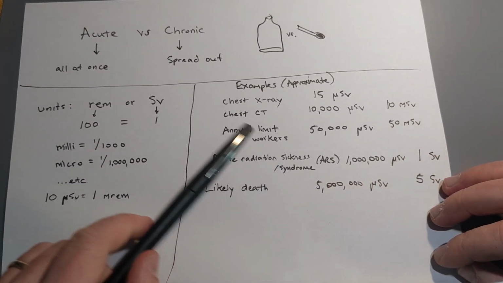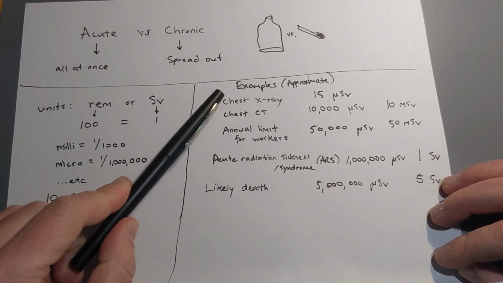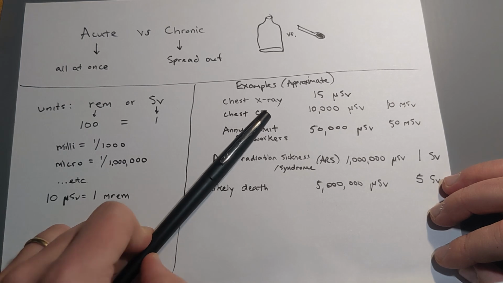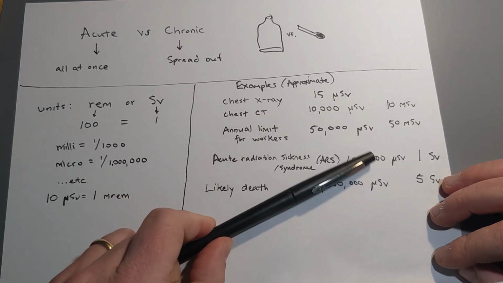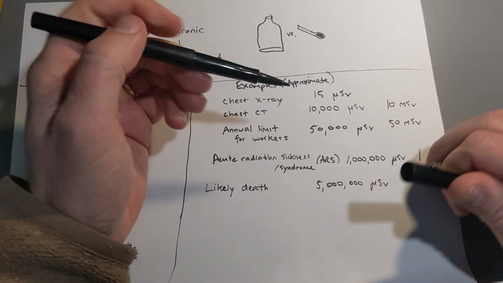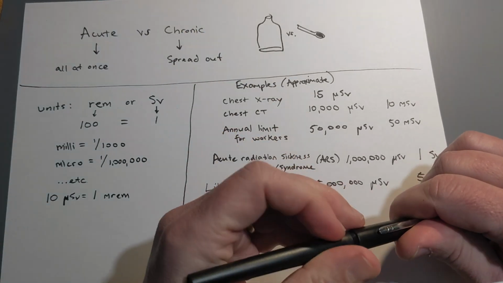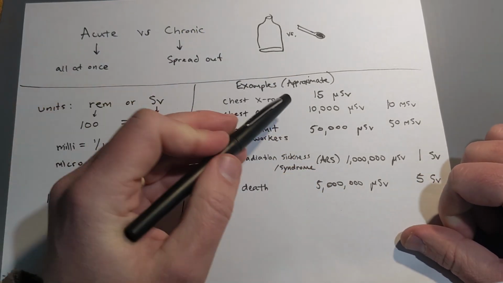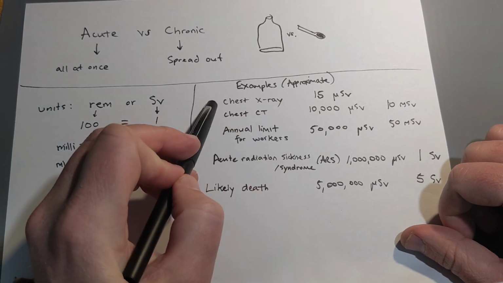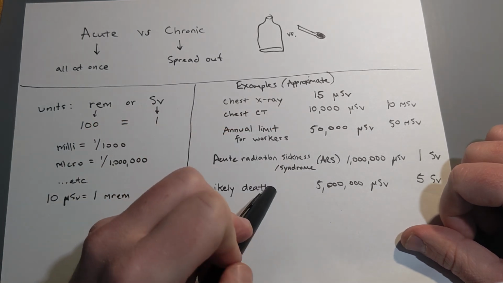And to give a little bit of a feeling for what these numbers actually mean, I'll give some examples. So with a chest x-ray, you're going to get roughly 15 microsieverts in dose in that short period of time. And so that would be a small acute dose, and it wouldn't really be a significant concern, but it is something. It's a lot more than you get on a normal day.